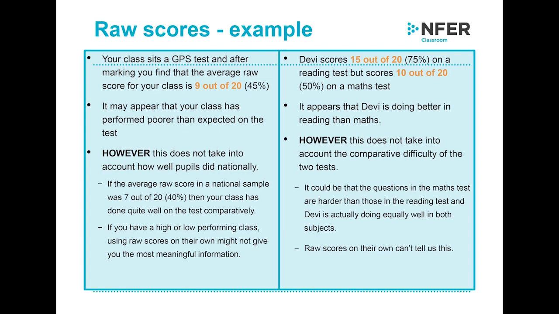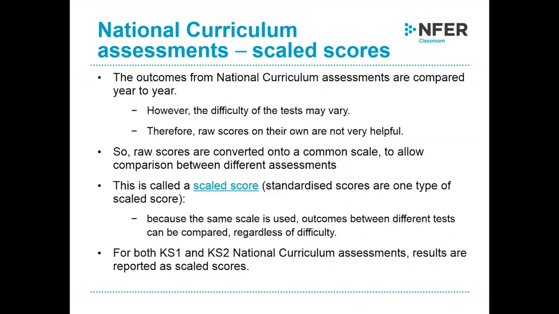So there are several solutions or different outcomes you can use that may give you more information about your pupils. And I thought it would be useful at this point to bring in the national curriculum assessments because they use a similar method. So national curriculum assessments report their outcomes as scaled scores. And the reason for this is that the outcomes from national curriculum assessments are compared year to year. However, the difficulty of the test may vary year to year. So raw scores on their own are not very helpful, as we've just discussed. So raw scores are converted onto a common scale to allow comparison between the different assessments every year.